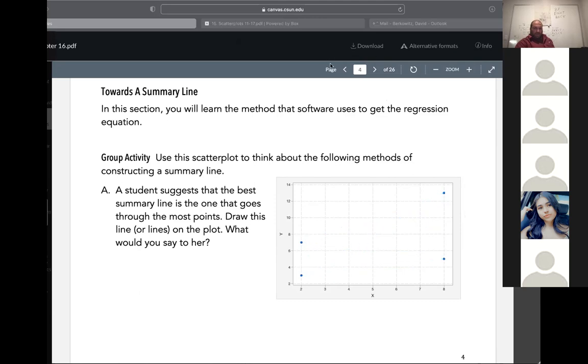What you just said was like the best fit line, something like that, doesn't go through any of the points. So the number of points that it goes through does not seem like it's a determining factor.